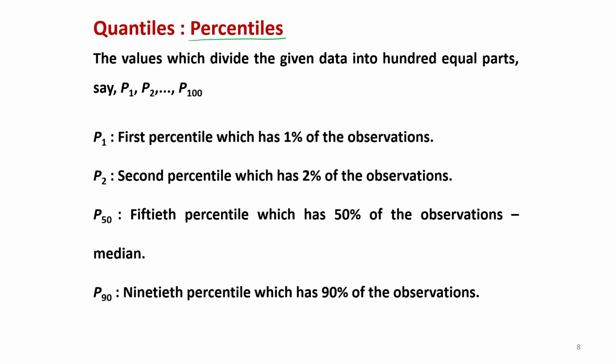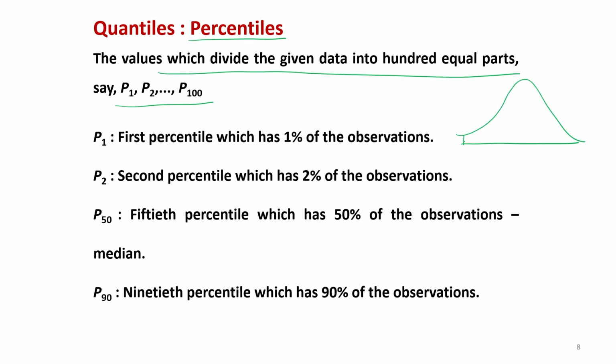Similar to this, we have a concept of percentile. Right. So the percentiles are those quantiles, or the values, which divide the entire given data or total frequency into 100 equal parts. Right. So if I try to plot a similar curve over here, that means 1, 2, 3, 4 up to here, there will be 100 parts and so on.